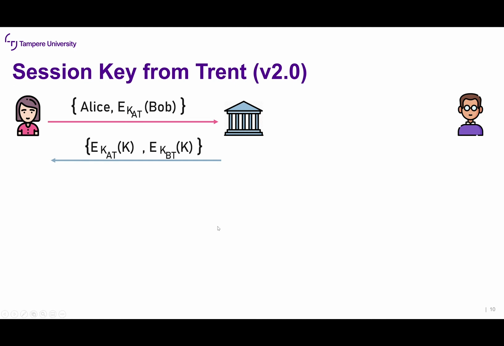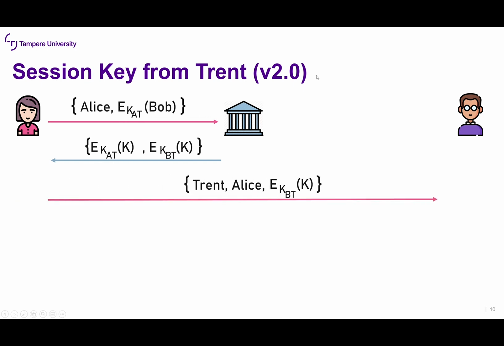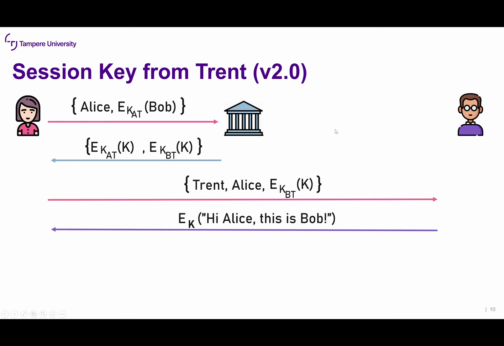So Trent will generate the message containing the session key encrypted with KAT and encrypted with KBT and will send this to Alice. Upon reception, Alice will decrypt her part, the first part of the message, and will forward the other part to Bob, who, upon reception, knows that he needs to use KBT because Trent's identity is here, in order to find the session key K and then communicate with Alice securely by saying, "Hi, Alice, this is Bob," encrypted with K. Good. Any problem here?